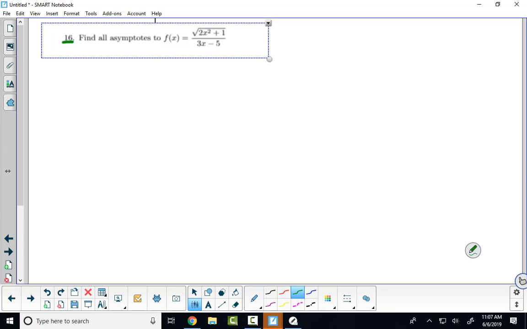So let's first go hunting for vertical asymptotes. How do we find vertical asymptotes? Well, vertical asymptotes arise from what? Domain. Problems in the domain. Okay, let's do that again. Vertical asymptotes arise from problems in the domain. What's the domain of this function?